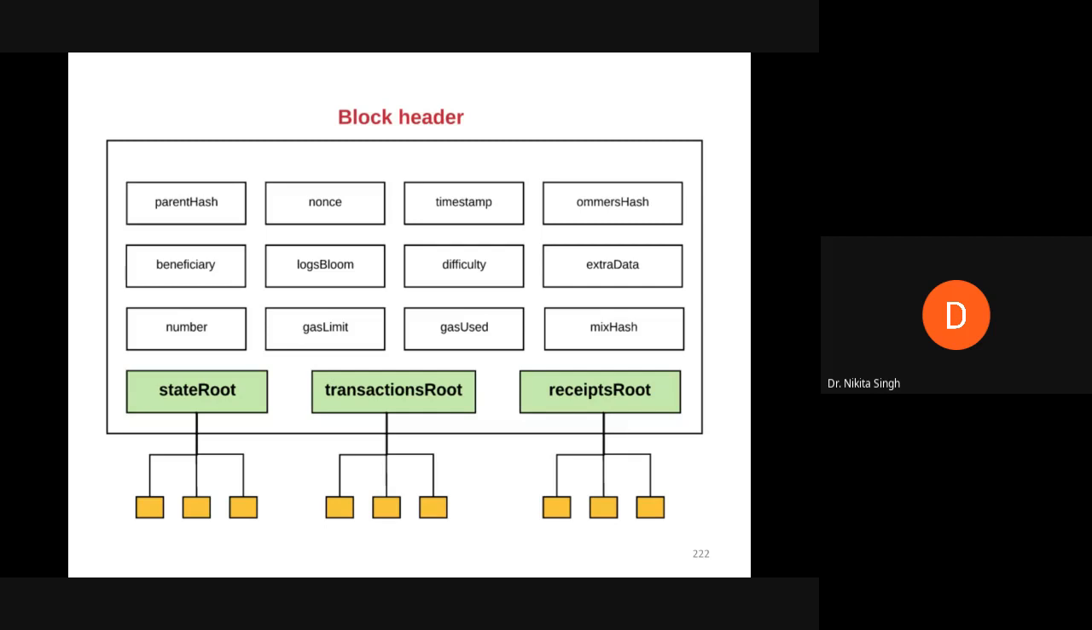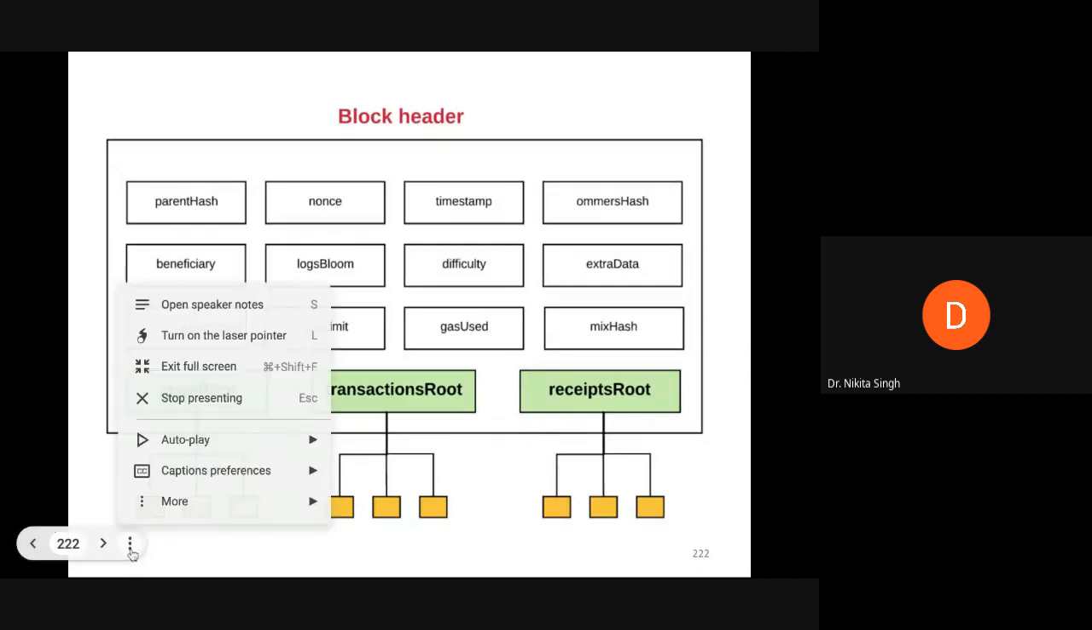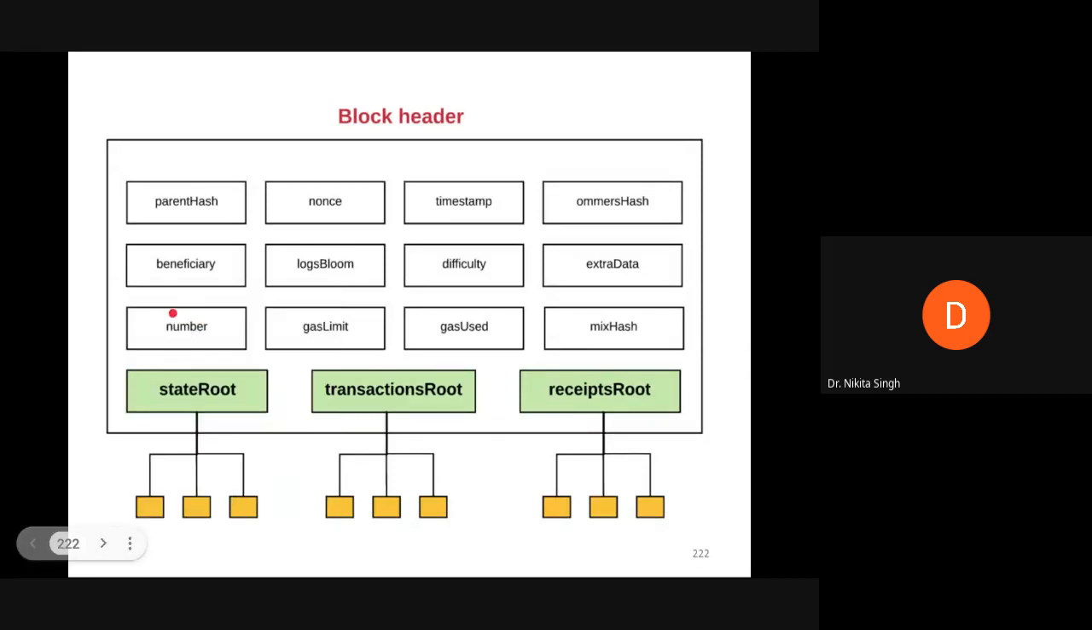There are some fields that we are familiar with. We know what a parent block hash is. We know what a nonce is. We know what a timestamp is. We know the difficulty target. And this number is the block number. So let us quickly see all of these block fields one by one.